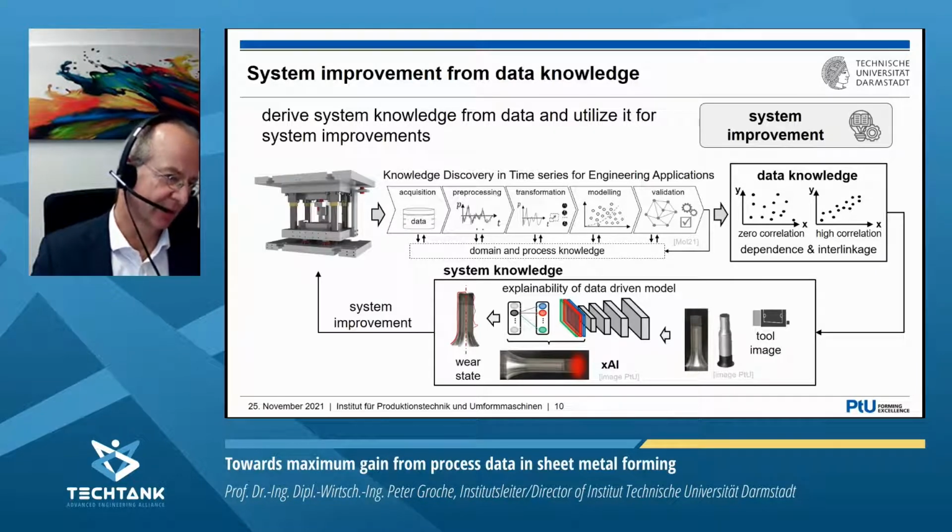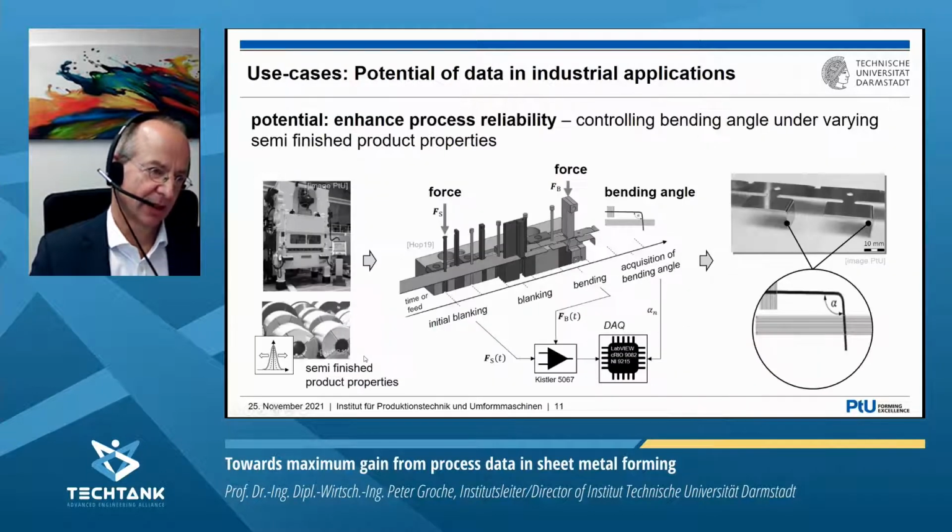We can validate that and then have the data knowledge, which we can use in the next step for gaining system knowledge. System knowledge means that we explain the results we receive from our models, which are discovered in our correlations, and from that derive those actions which are necessary to improve our systems. By that, we can have a system improvement based on data we acquire during our processes. So this is now a very theoretical and maybe abstract way, and I would like to go a little bit further and look at some use cases where you can hopefully see the benefit in real applications.